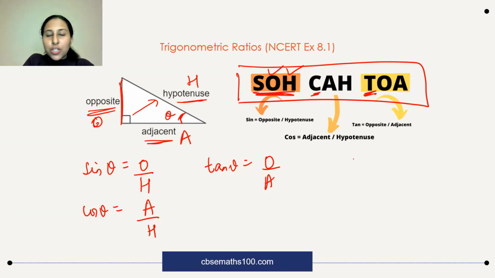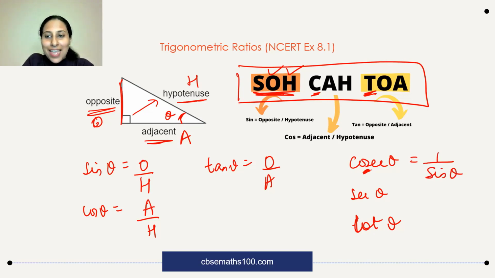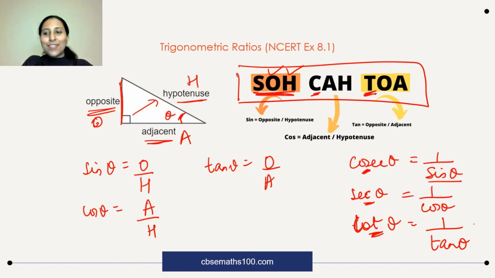Now, the reciprocal ratios are cosec, sec, and cot. What is the third letter of cosec? The third letter of cosec is S. Cosec is the reciprocal of sine. S for sine. Sec, third letter is C. C stands for cos. Sec is the reciprocal of cos. Cot, third letter is T. T stands for tan. Cot is the reciprocal of tan. So you get 1 by sine theta, 1 by cos theta, and 1 by tan theta. All right. These are the values of these reciprocal ratios.